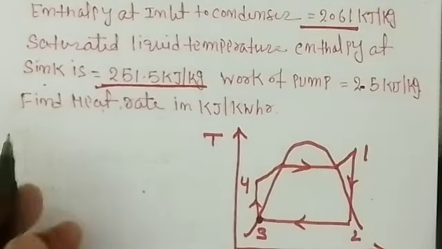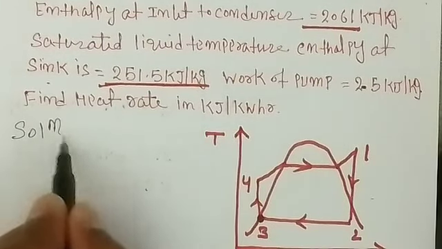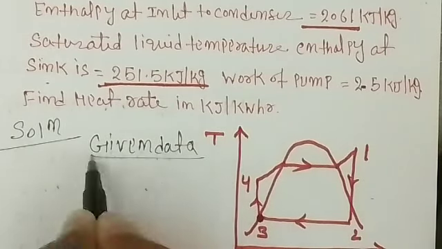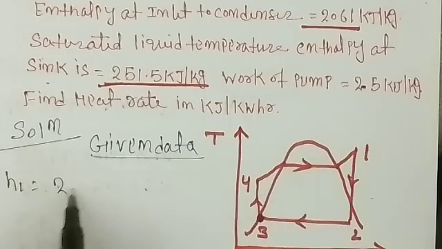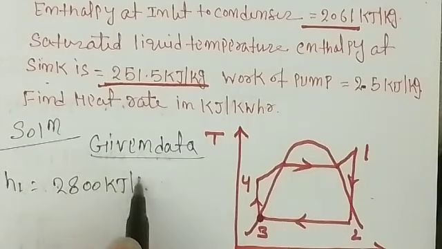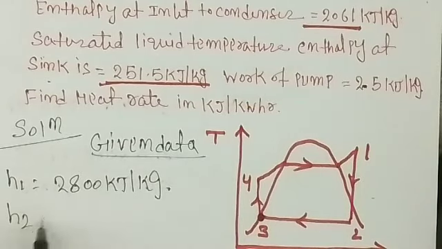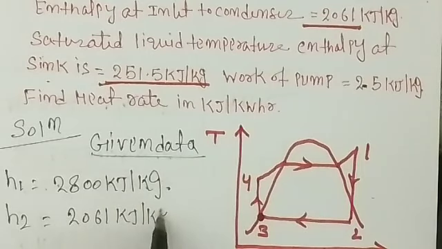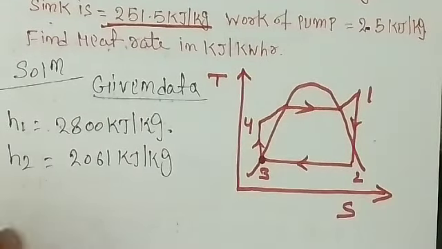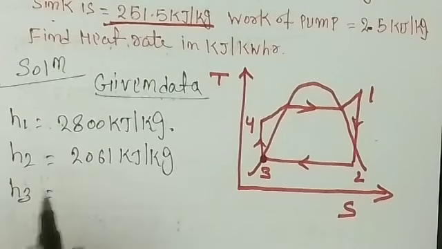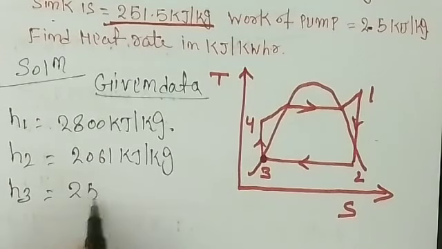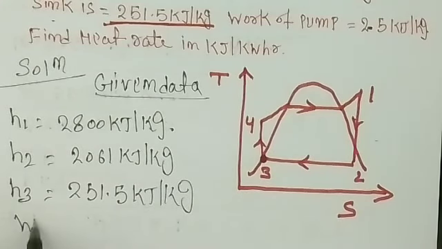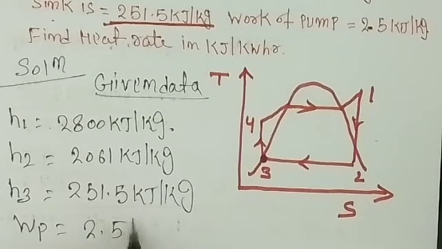So now you can write the given data. What is the given data you have? H1 is equal to 2800 kilojoule per kg, H2, that is enthalpy at inlet to condenser, 2061 kilojoule per kg, and saturated liquid enthalpy at sink, that is H3, condensate enthalpy, is given as 251.5 kilojoule per kg. And the pump work, WP, is equal to 2.5 kilojoule per kg.